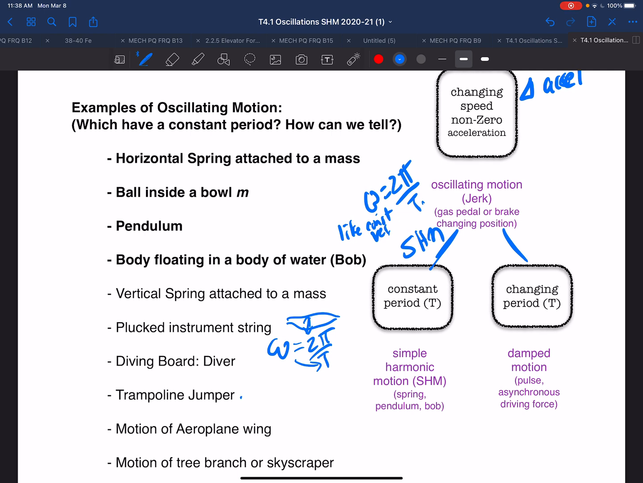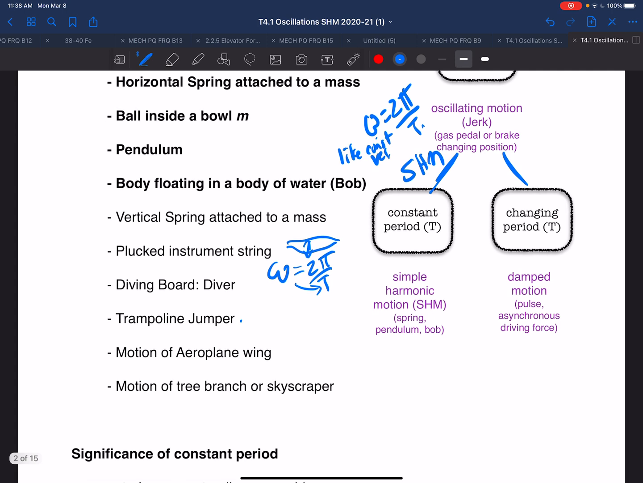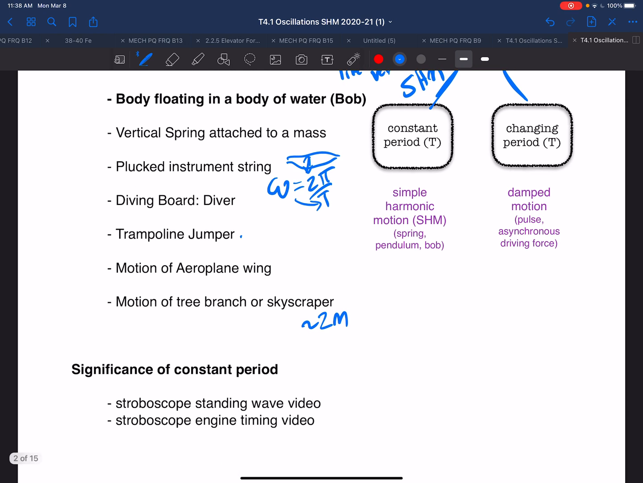We can imagine an airplane, someone tweaking the edge of an airplane, or as it's traveling quickly, some turbulence in the air could set it in motion, and the wing could vibrate up and down. Tree branch. If a tree branch is vibrating back and forth in the wind, or a skyscraper. It turns out that skyscrapers like the World Trade Center might move by almost 2 meters in the wind. The top may move that much. That's like 6 to 7 feet.